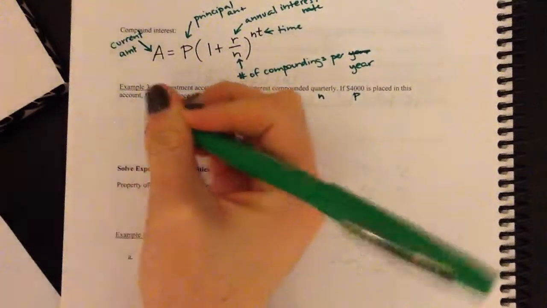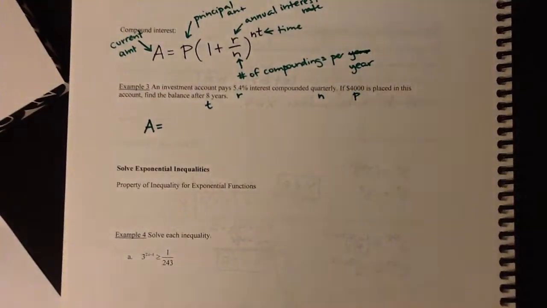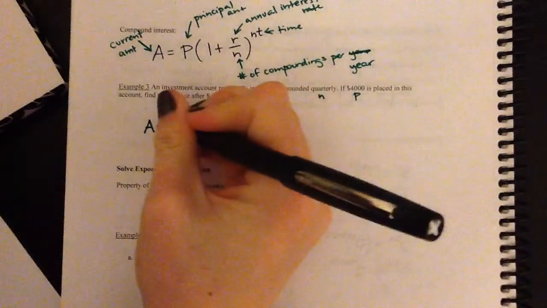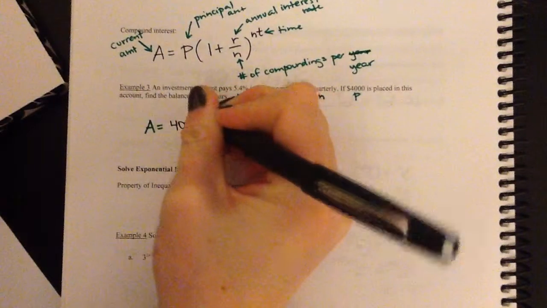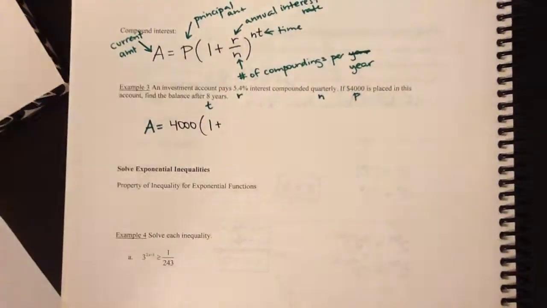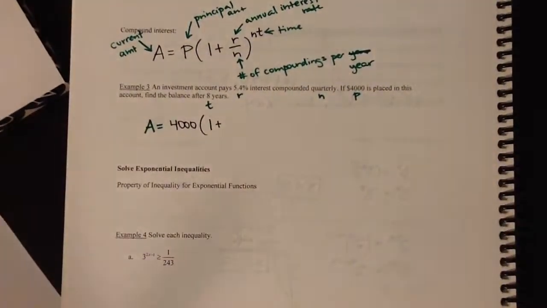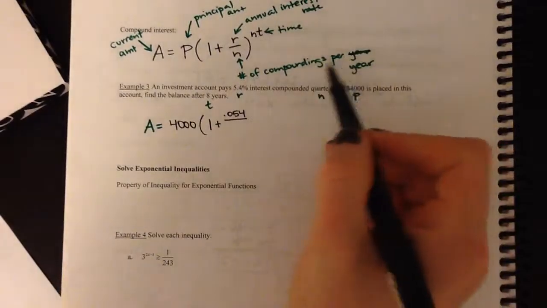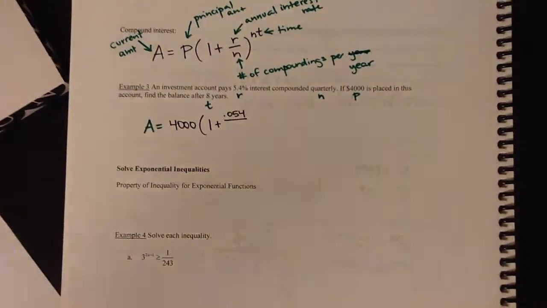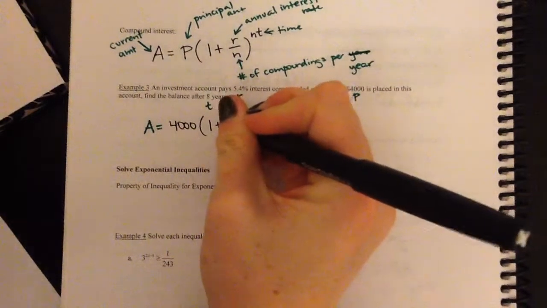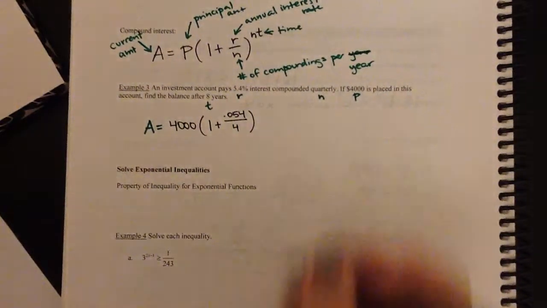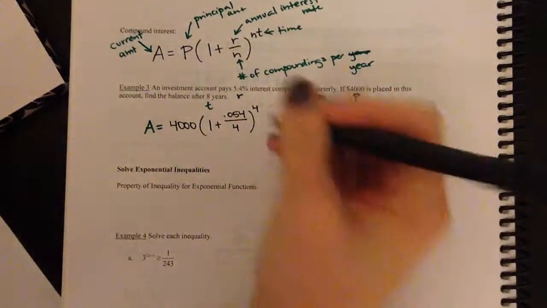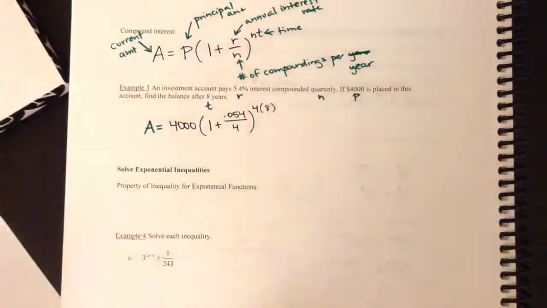So like I said, you don't have to have it memorized, it'll be given to you. So the current amount that we are looking for is, we've got the principal, which is $4,000. And then we have 1 plus the rate. Be really careful, it's always going to be given to you as a percentage. Make sure you convert it to a decimal. So 5.4% is 0.054, that's the rate. And then over the number of compoundings per year. If it's compounded quarterly, quarterly would be 4 times a year. And then we raise it to this exponent, so we've got 4 times a year, and then 8 years.